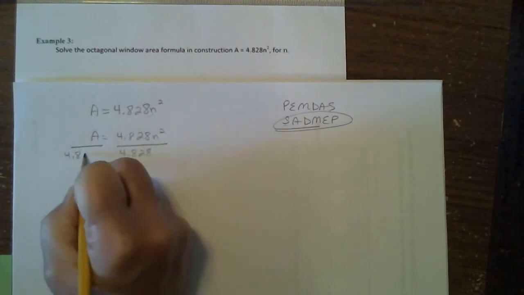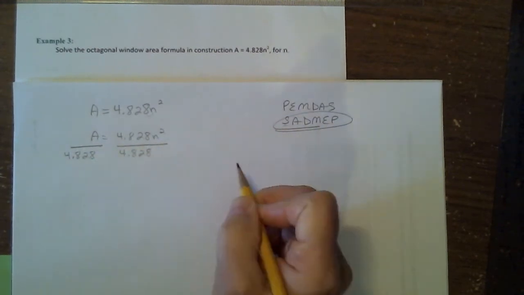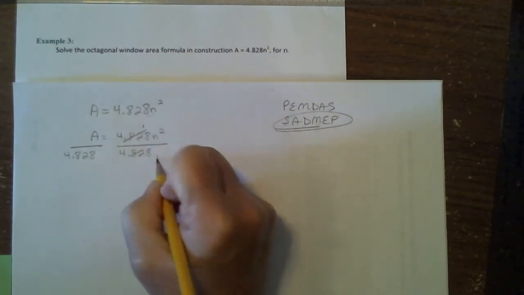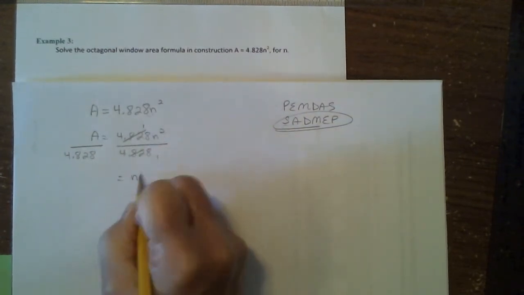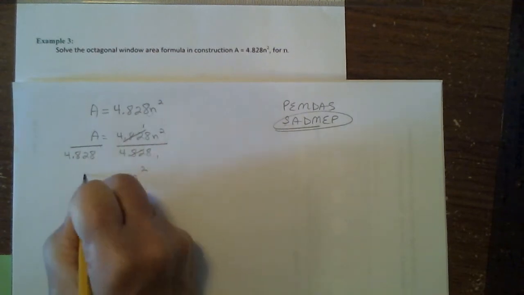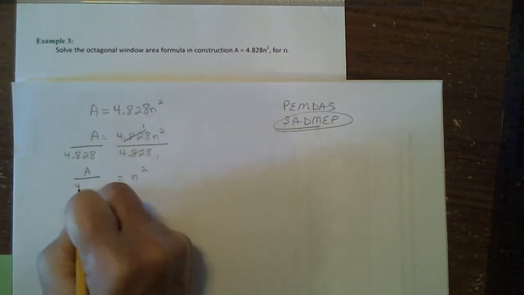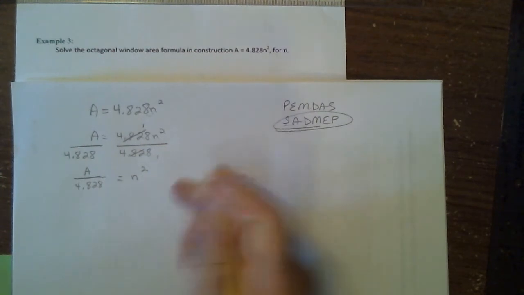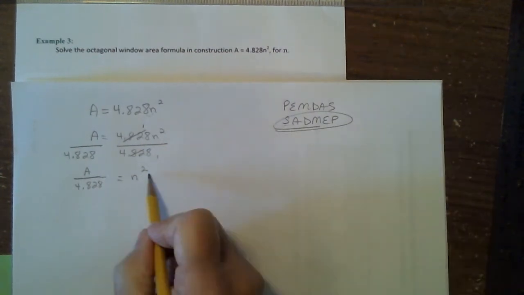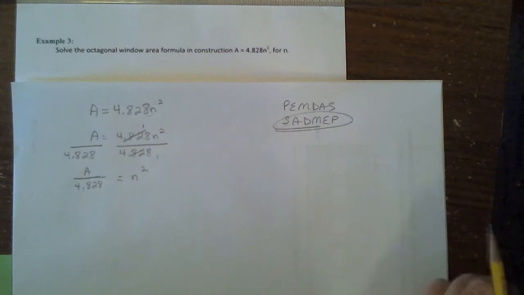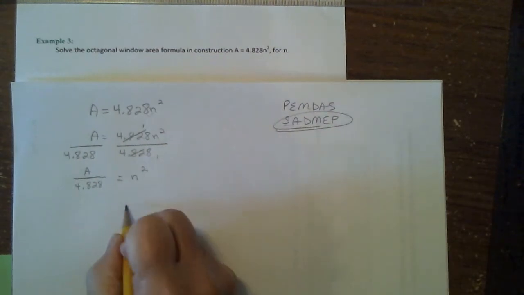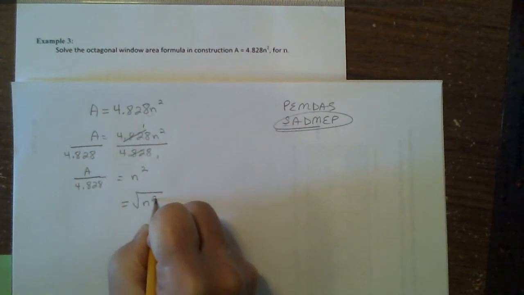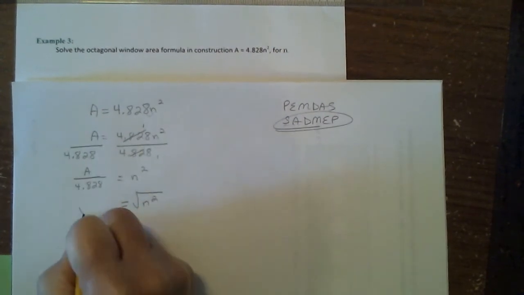4.828. Okay, these reduce down to 1, leaving me with N squared. I'm going to bring him down. 4.828. And now this is very much like the one that we just did. I have to get rid of that exponent. And how do I do that? I do the opposite of squaring, which is square root. And what I do to one side, I have to do to the other.